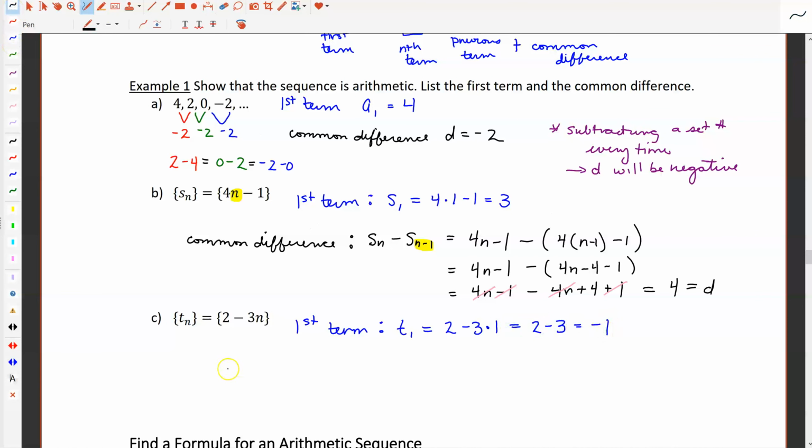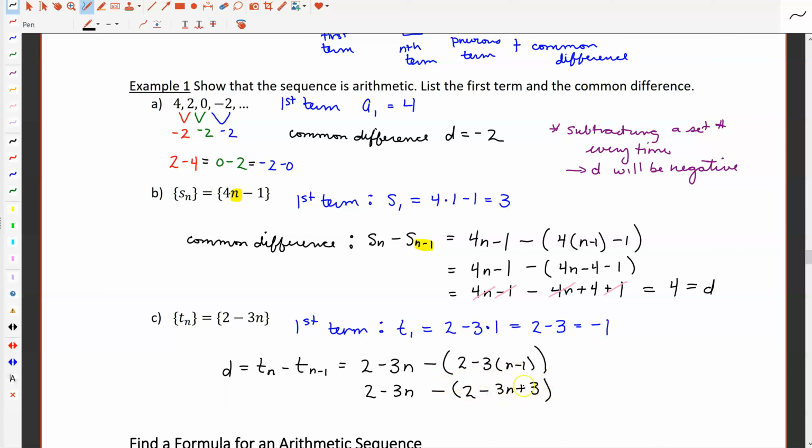To find my common difference d, I'm going to do t sub n minus t sub n minus 1. So t sub n is 2 minus 3n, minus, now I need to find t sub n minus 1, so it'll be 2 minus 3, and where I see the n, I'm going to substitute in an n minus 1 subscript instead. All right, let's clean that up. That'll be 2 minus 3n in the front, and then minus, cleaning up what's inside the parentheses, 2 minus 3n plus 3.